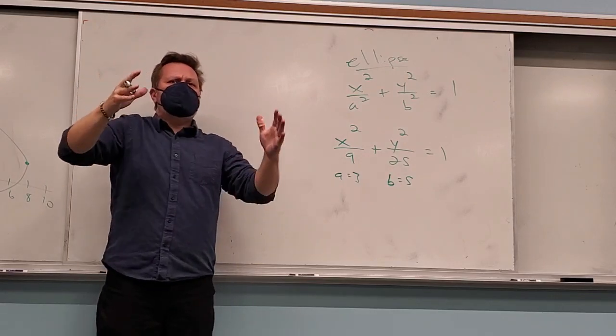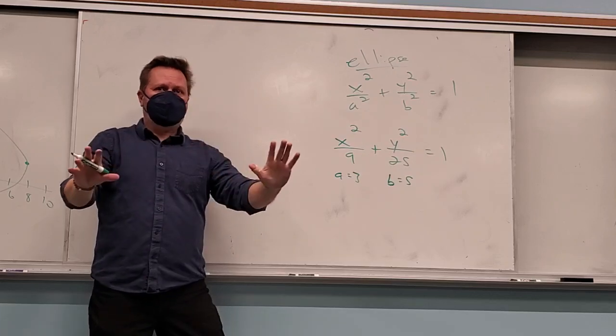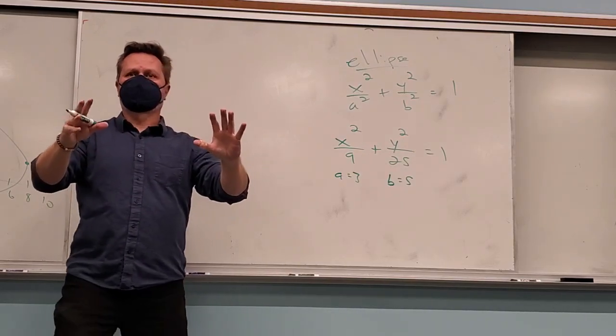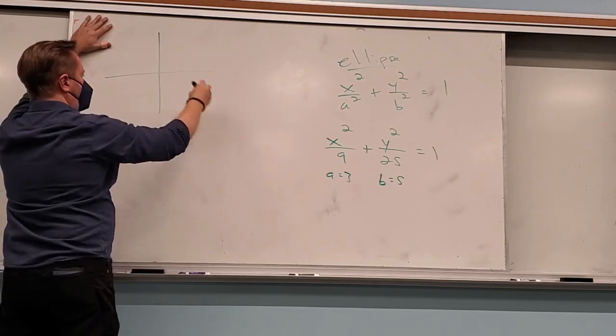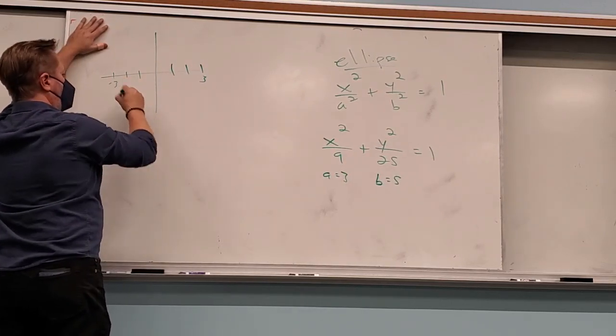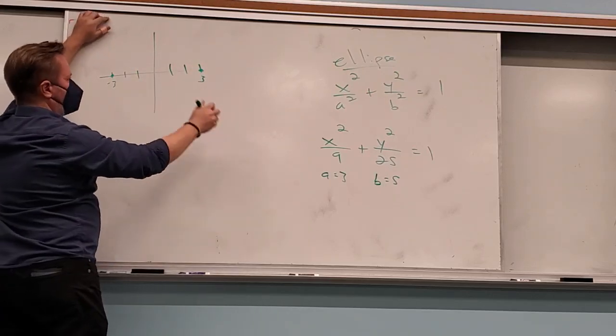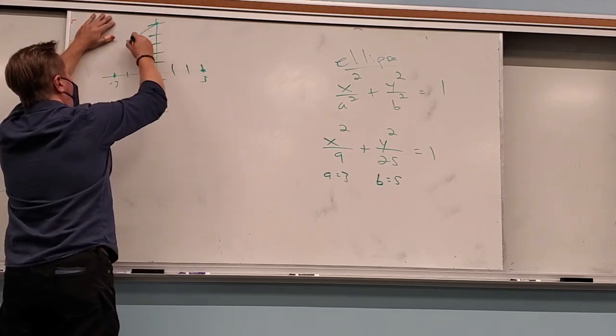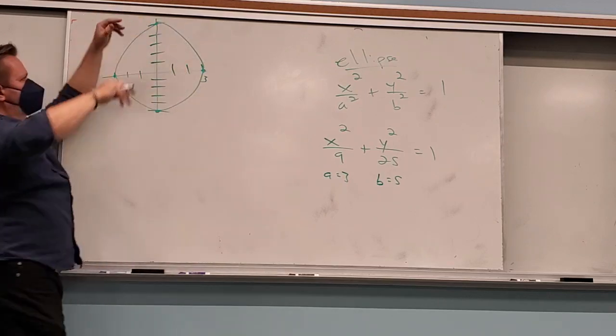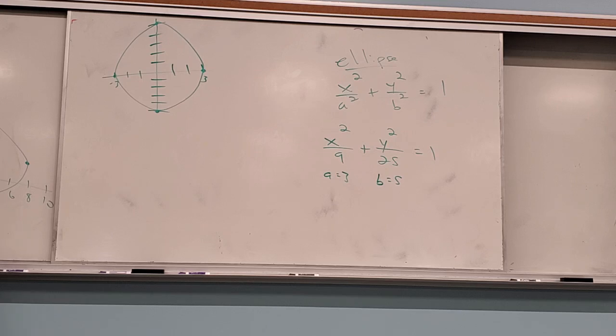Do you understand how crazy nice that is? That is simple. That is like, holy shit, yes. So how do I graph this? Well, the center is 0, 0, right? It's not shifted at all. I go 3 out on the x, and I go kabam, kabam. And I go 5 out on the y. And then I get my ellipse. Almost too nice to believe.